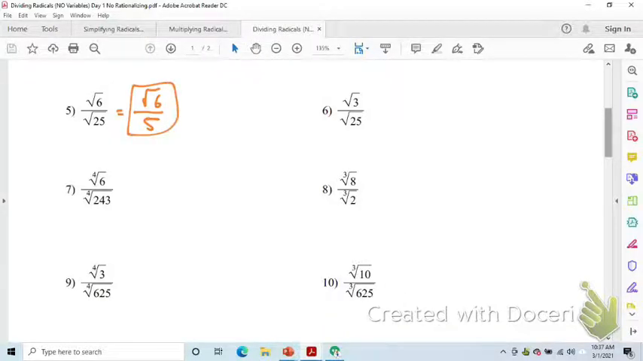It's okay. Now, same thing with number 6. What's the square root of 25? It's 5 again. We have a root 3 on top. There's nothing else you can do. We're done with those problems.